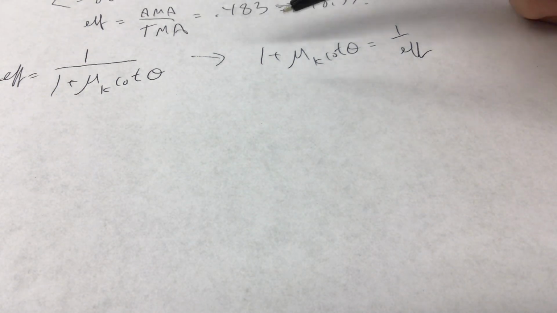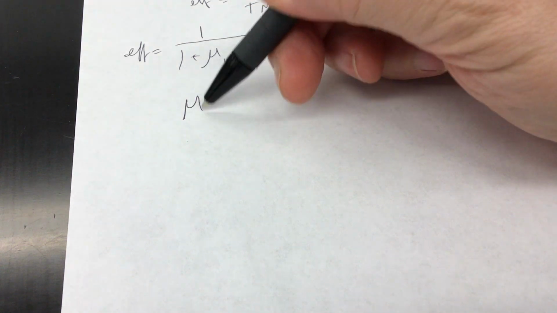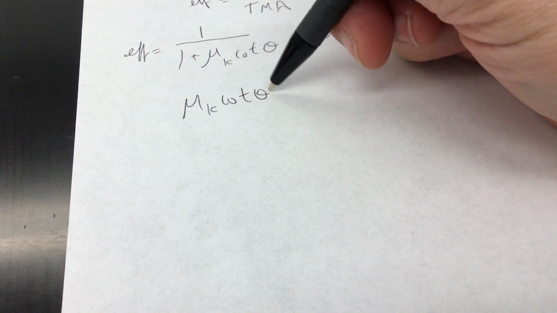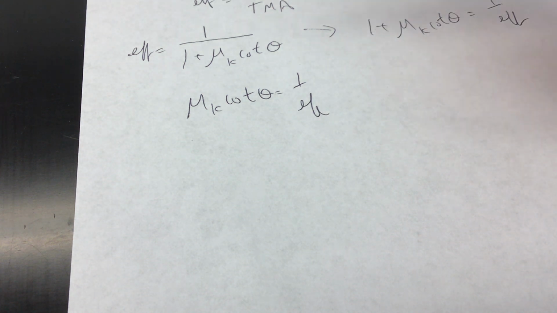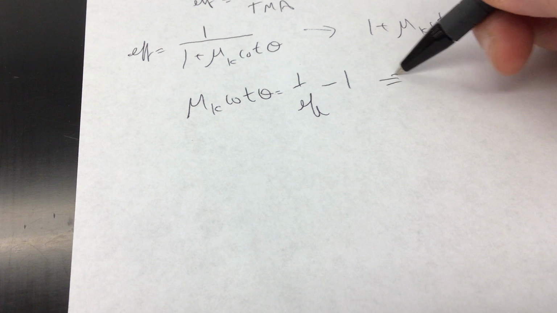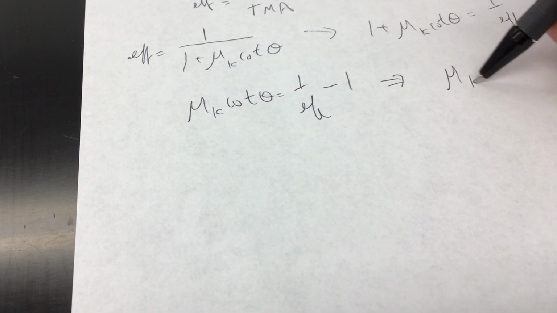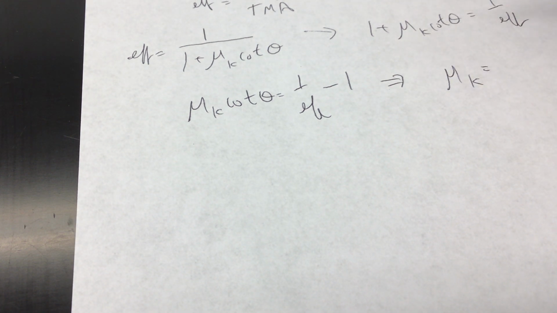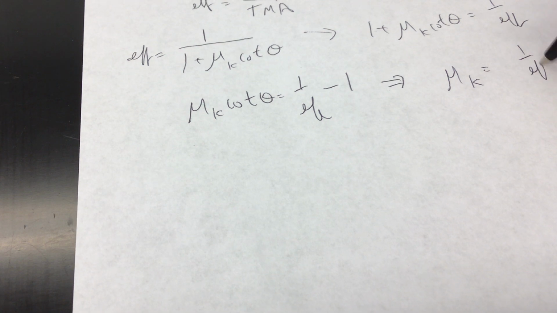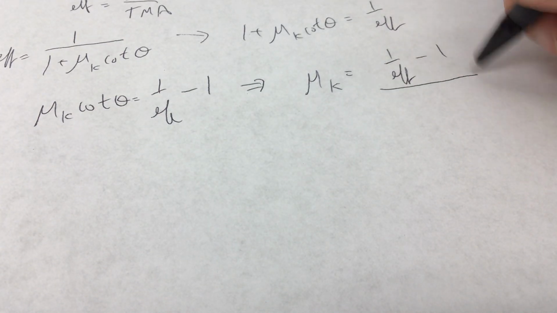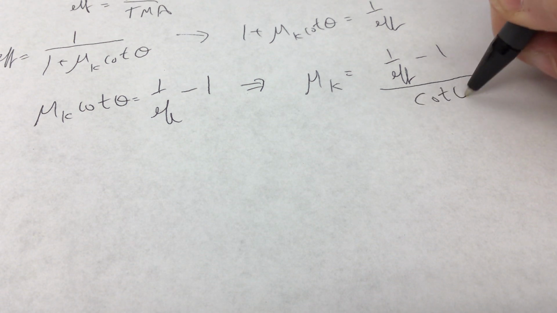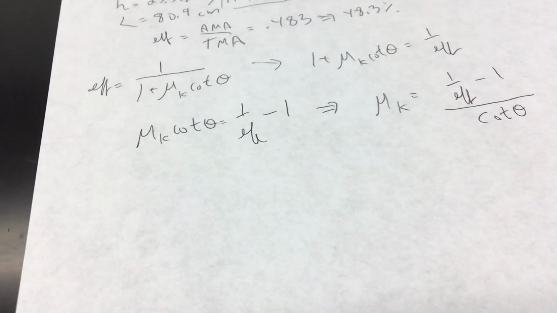Then all I have to do is subtract 1 from both sides. I'm doing just a little bit of algebra. So I have mu k cotangent theta is equal to 1 over efficiency minus 1. Then to get mu sub k all by itself, I just divide both sides by cotangent of theta. So it's 1 over efficiency minus 1, and divide the entire thing by cotangent of theta.